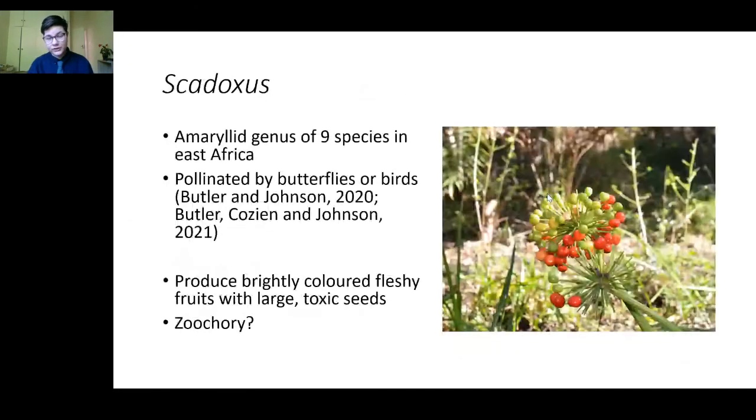I looked in the genus Scadoxus to answer some of these questions. This is an amaryllis genus of 9 species found throughout Eastern Africa, and it's pollinated by butterflies or by birds, as my previous research has shown. And they also produce these brightly colored fleshy fruits with large toxic seeds. And again, we have to ask the question, are they dispersed via animals? Zoochory.